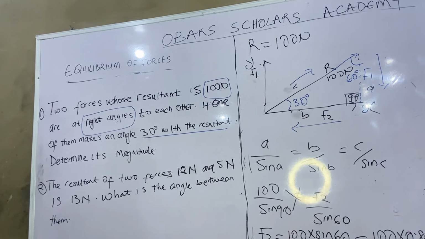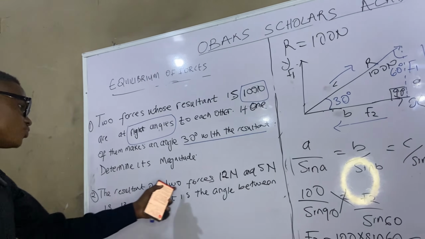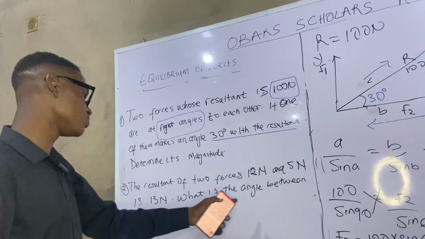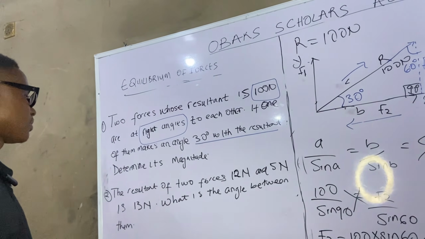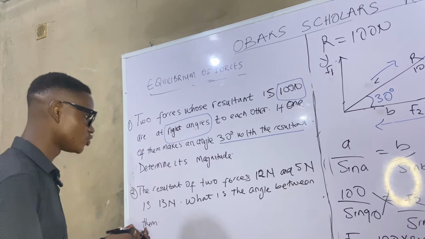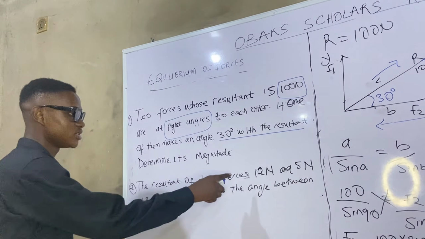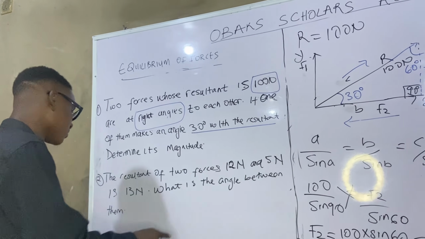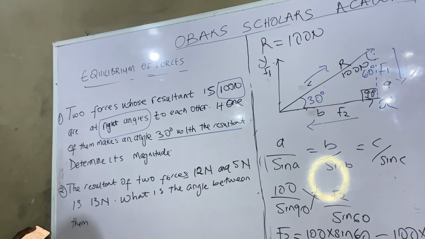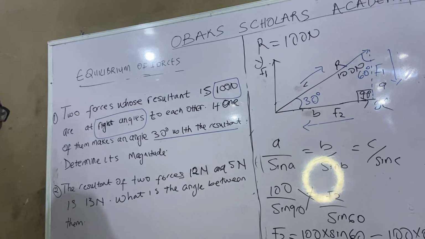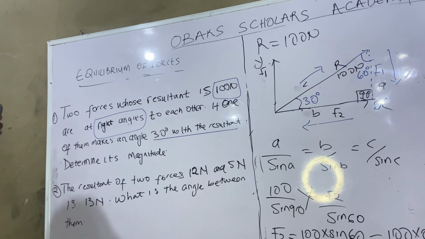So guys, let's move to the next question. The next question says that the resultant of two forces, 12 Newton and 5 Newton, is 30 Newton. The first force is 12 Newton, the second force is 5 Newton, and the resultant is 30 Newton. Then we are asked what the angle between them is.